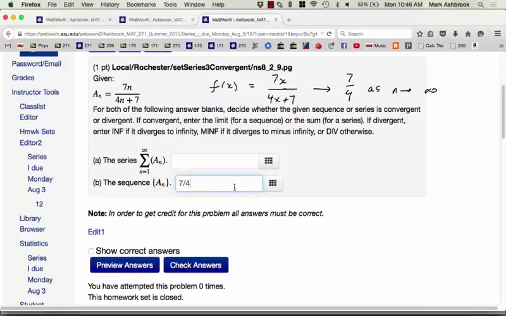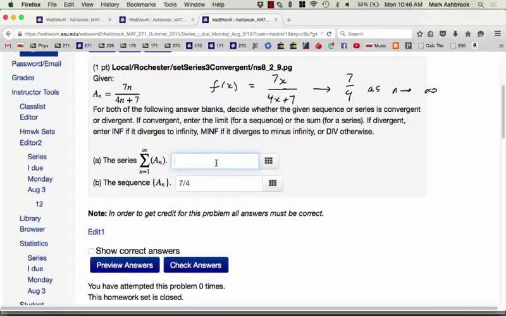Okay, now what about the series? We don't need to waste our time. The series has to diverge because the sequence doesn't go to 0. So think about what's happening here.